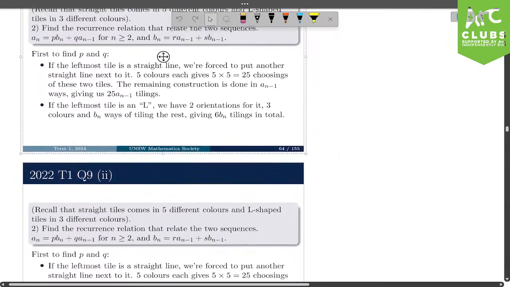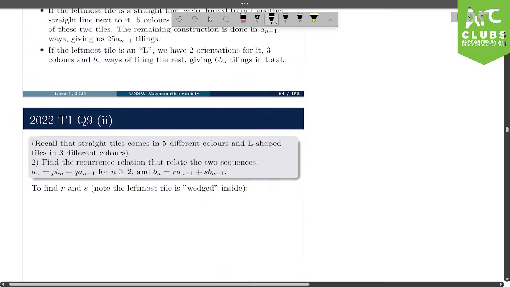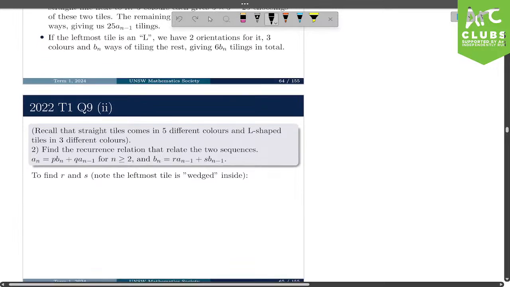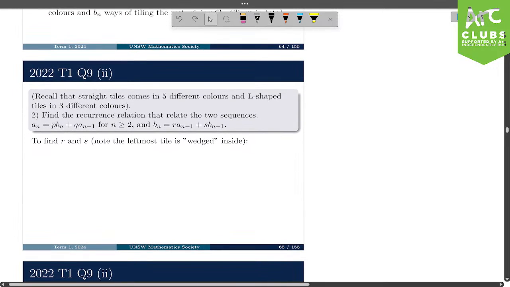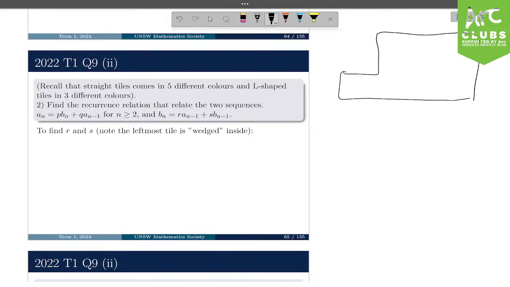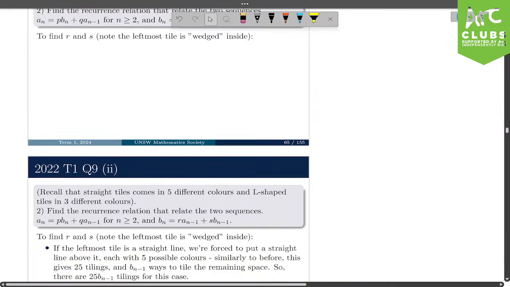Nice. Then we want to look for R and S. So this was the recurrence for AN. Now we want to look at the recurrence for BN. So notice that the leftmost tile for BN has to be wedged into this little space here, okay? So we actually have less options.